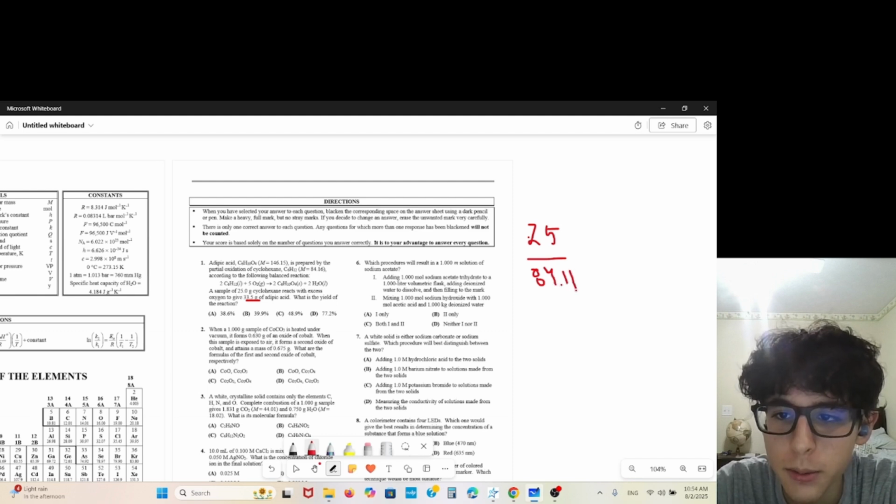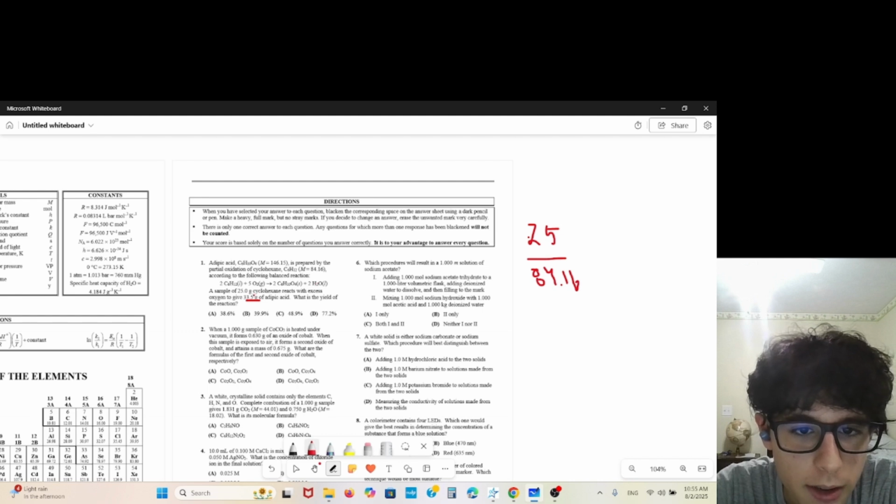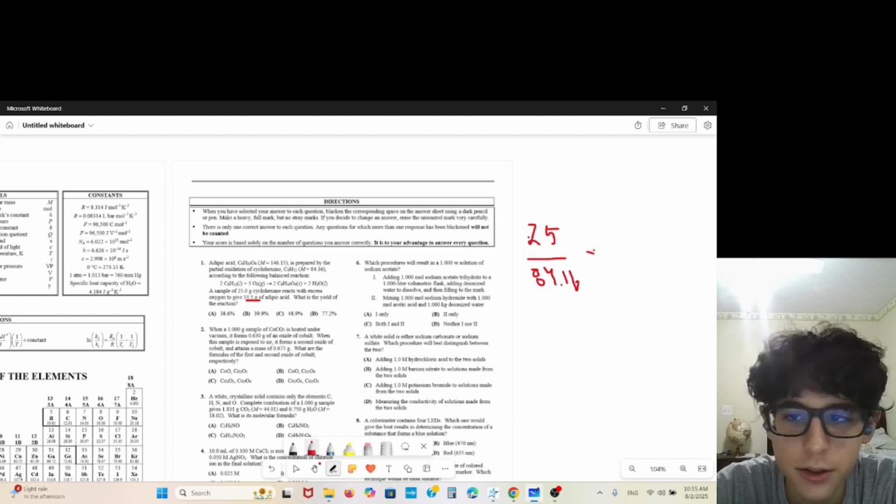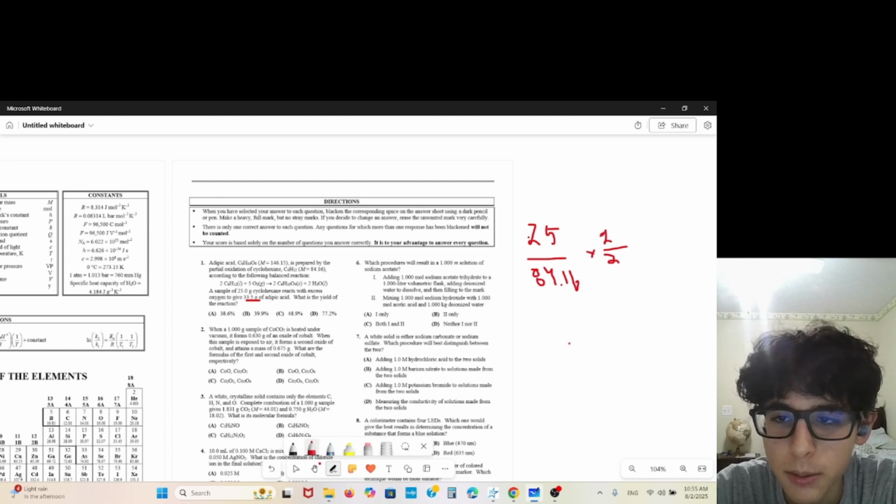So 25 over 84.16, and you're going to multiply that by a factor. This is the number of moles of your cyclohexane, and for every 2 moles of cyclohexane there are 2 moles of adipic acid, so the same number of moles. That's just 1, so 2 over 2. You don't really need to write 2 moles, 2 moles. Now you're going to multiply by the molar mass of adipic acid, which is 146.15.